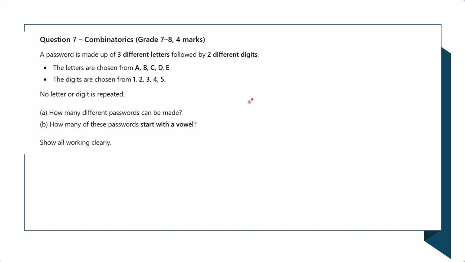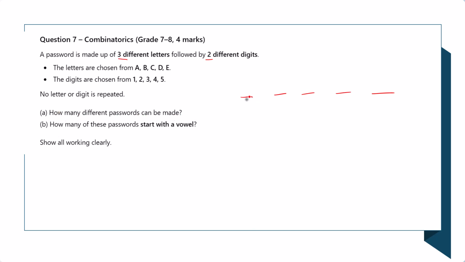Now, when you get a question like this, create spaces for your password first. It's a 5-digit password because I've got 3 different letters and 2 different digits. The letters first. So create spaces for the numbers. You cannot use a letter or a number more than once. So how many different passwords can you make?